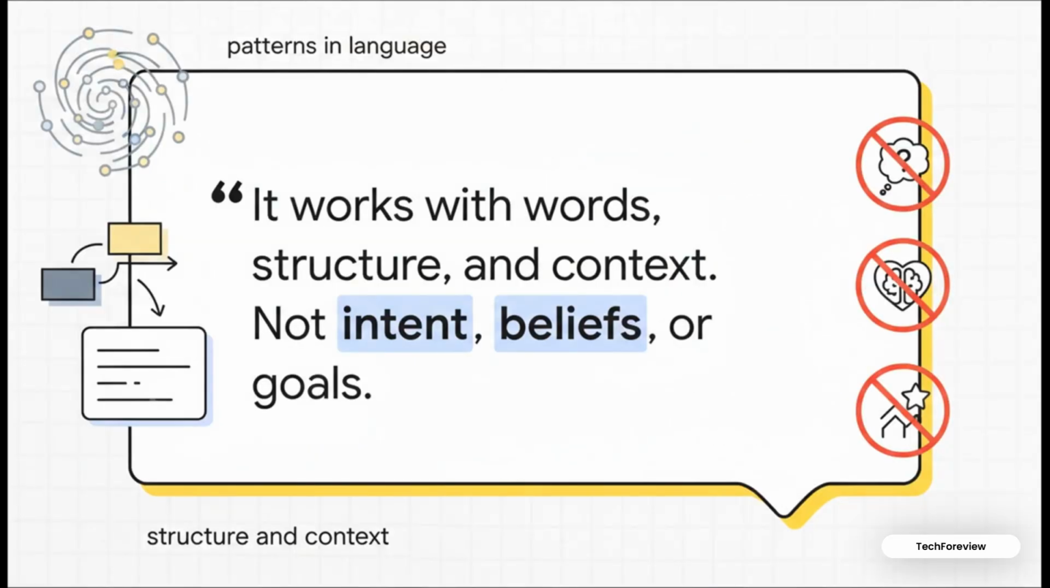And this brings us to a really important limitation. The model is fantastic at working with words, structure, and context, but it has zero concept of human things like intent or beliefs or goals. It has no idea why you're asking it something.